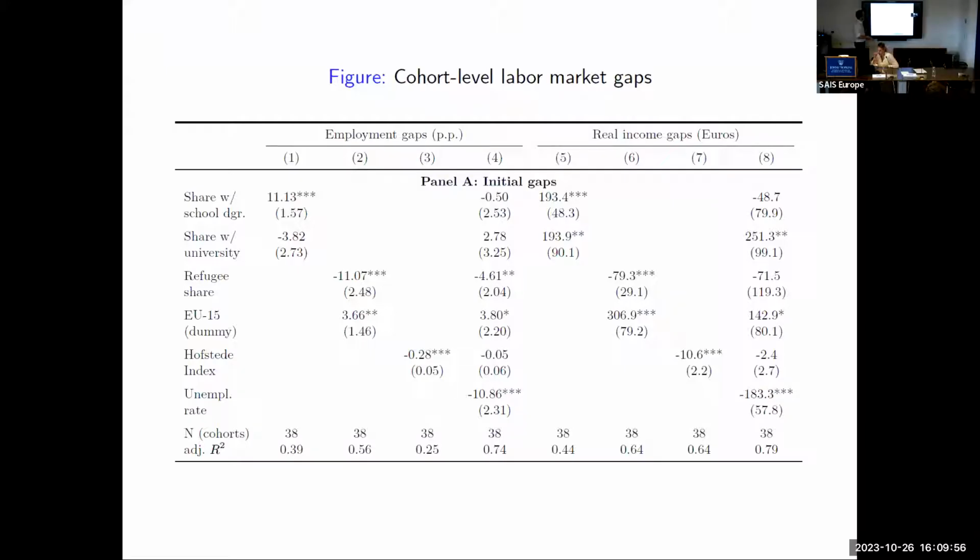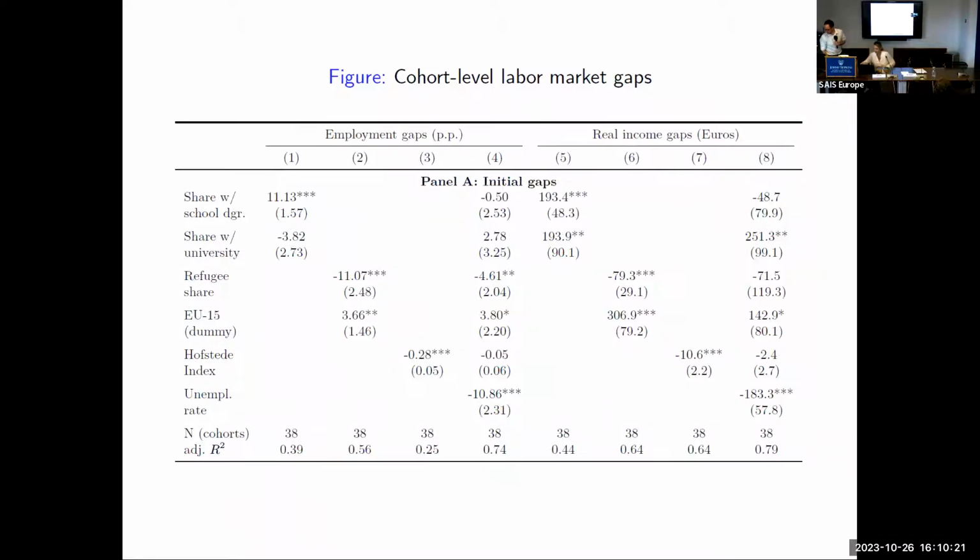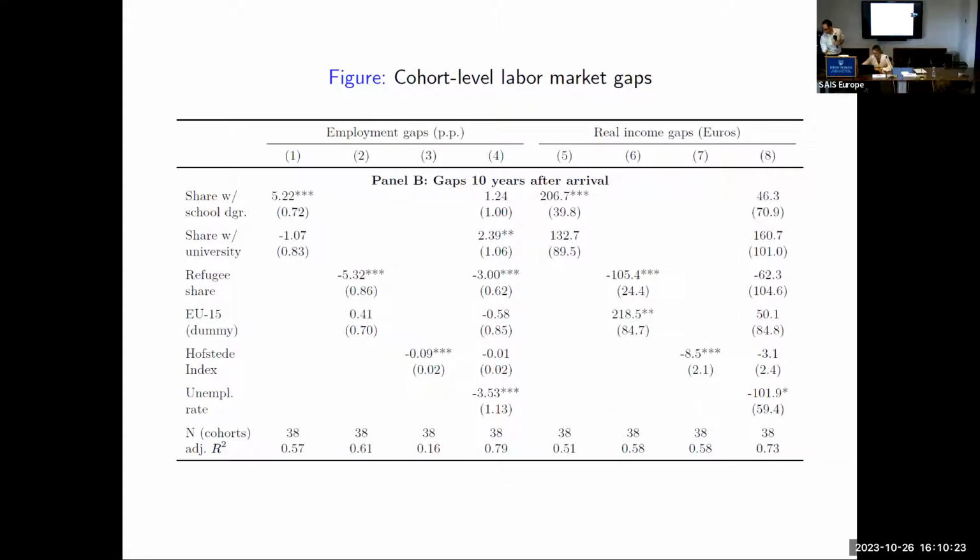Those of you who like to look at regression results, what we are interested in here are these R squares. This is a measure of how much of the variation in the outcome of interest, for example the employment gaps or the income gaps, can be explained with these cohort characteristics. And the answer is that if we take a couple of those cohort characteristics, we explain about 75 or even 80% of the gaps. Sorry, this was the initial gaps, the spontaneous ones after arrival.